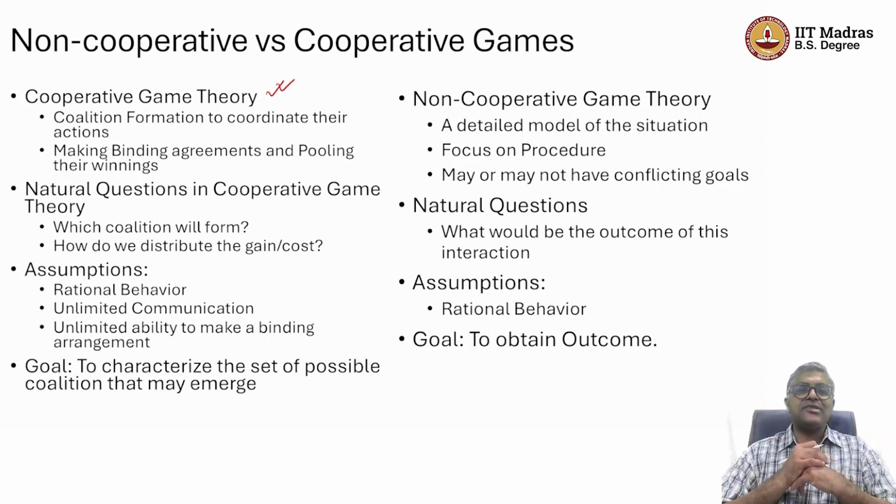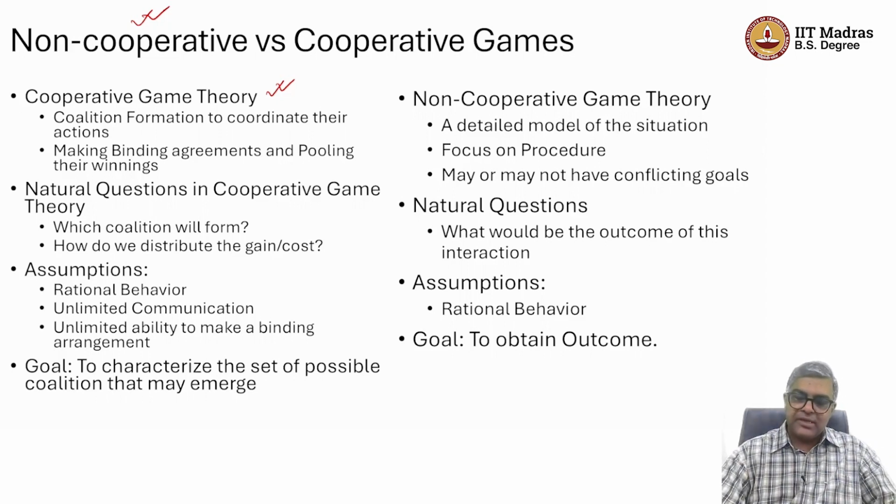What are the assumptions we take? The players behave rationally. The second assumption is that they have unlimited communication with one another. And they also have unlimited ability to make binding arrangements. So far, all the games that we have seen belong to the category of non-cooperative games. They do not belong to the category of cooperative games.